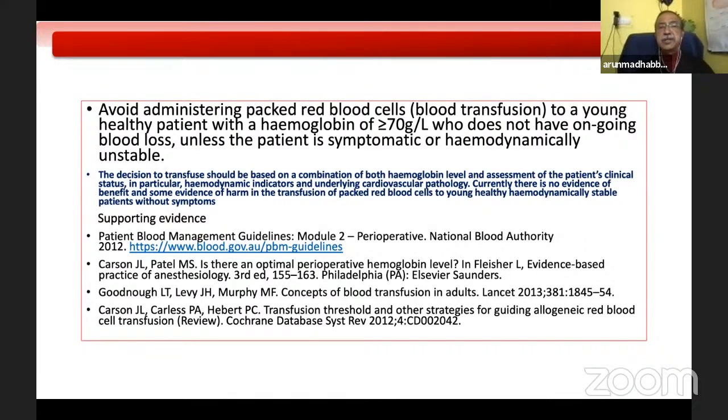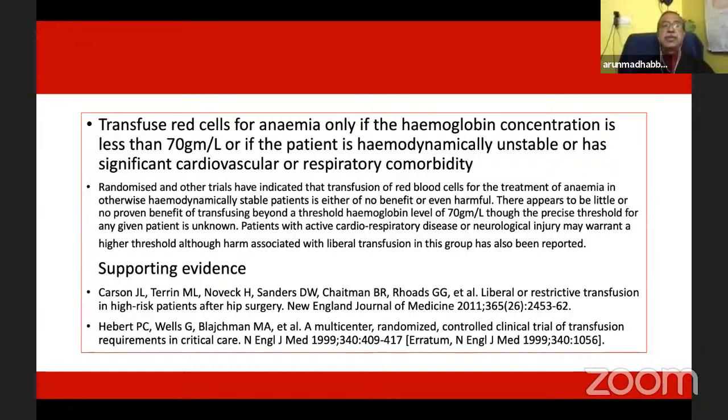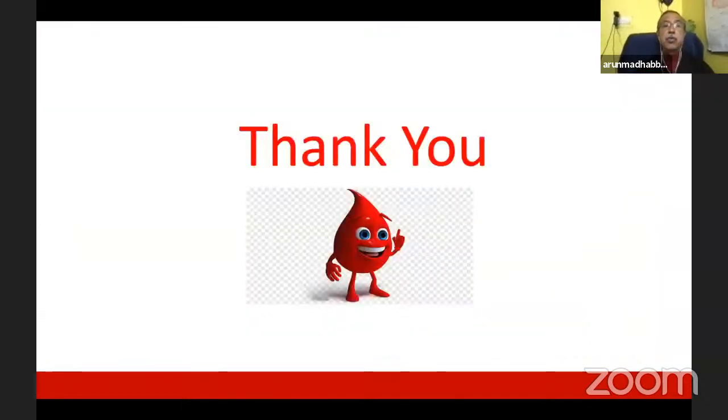Avoid administering packed red cells to a young healthy patient with a hemoglobin of more than 7 gram who doesn't have ongoing blood loss, unless the patient is symptomatic or hemodynamically unstable. The evidence exists everywhere. Do not transfuse more units of blood than absolutely necessary, noting that many hospitals have developed policies on the indications of transfusion with a view to minimization of blood transfusion because there is strong evidence against blood transfusion today. Third learning point, transfuse red cells for anemia only if the hemoglobin concentration is less than 7 gram or if the patient is hemodynamically unstable or has a significant cardiovascular or respiratory comorbidity.